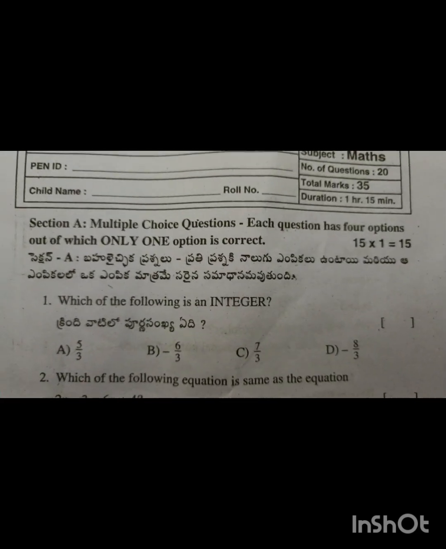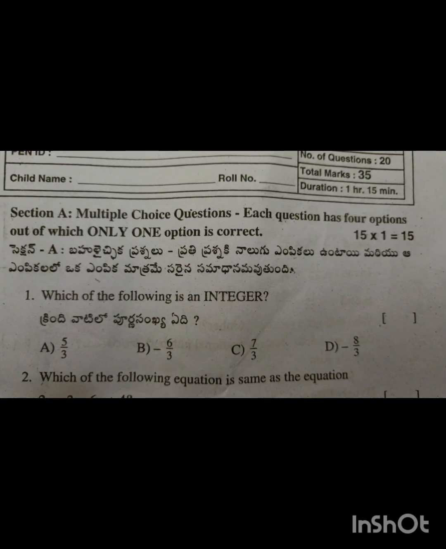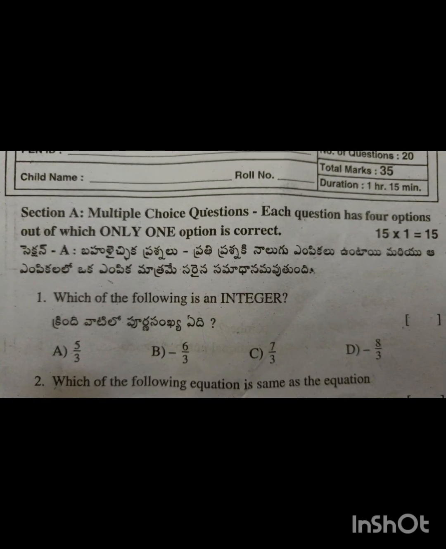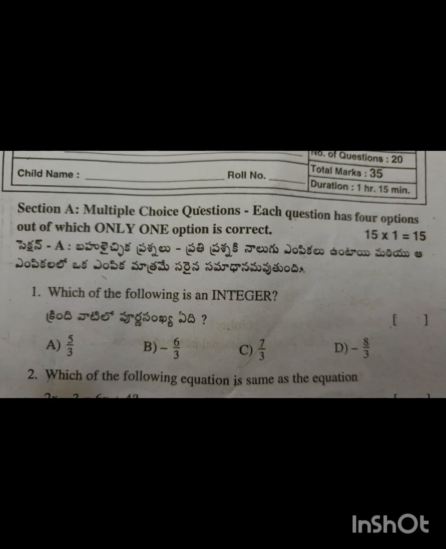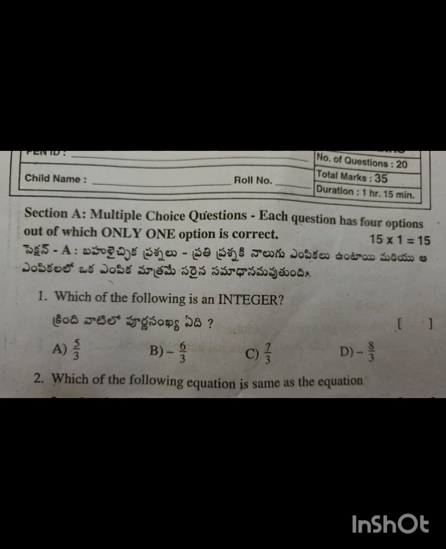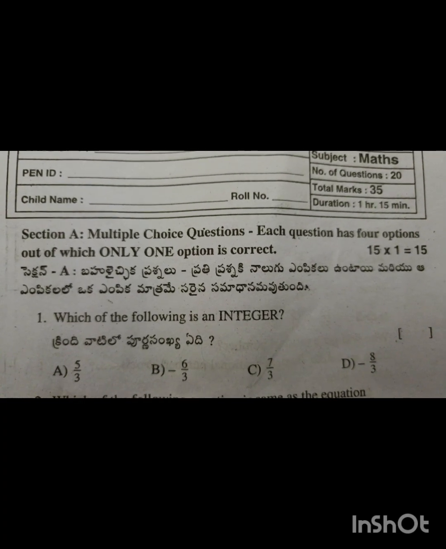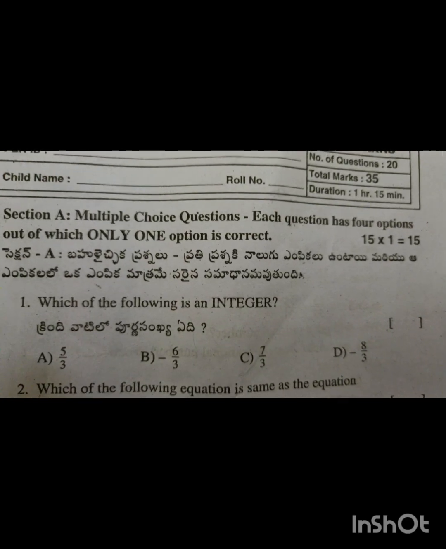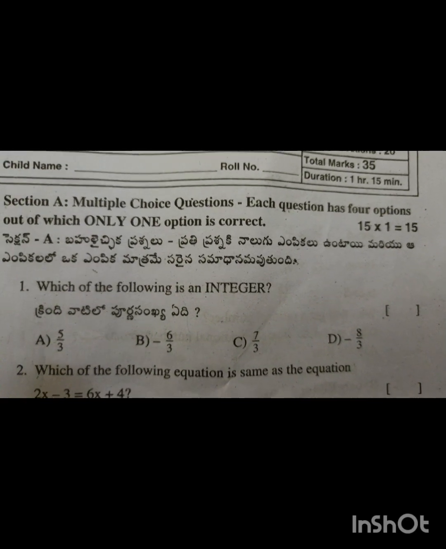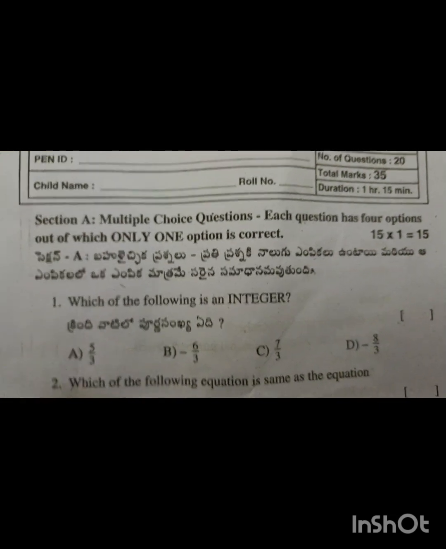Which of the following is an integer? It's very clear that 5 by 3 is a fraction. Minus 6 by 3, you can cancel that 6 with 3, that is 3 2s are 6, that is minus 2. So minus 2 is an integer. Again, 7 by 3 and minus 8 by 3 are still not integers. So option B is the right answer.